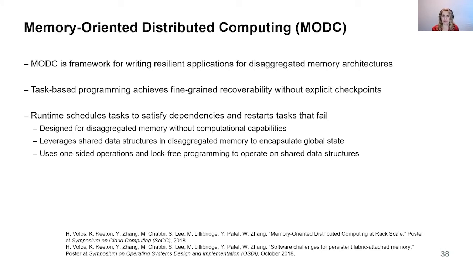In contrast to the Farview system that I talked about in the last section, where this memory was smart, here we're assuming a system model where the disaggregated memory doesn't have any computational capabilities. So it's not possible to offload some of the logic that we need into the disaggregated memory system. Instead, we're going to use the disaggregated memory to store data structures that are shared amongst all the different participants. And we're going to use those data structures to encapsulate the global state of the runtime system. And the way that we'll access those data structures is using the one-sided operations of the interconnect, as well as lock-free programming techniques in order to allow us to have concurrent access to those data structures.